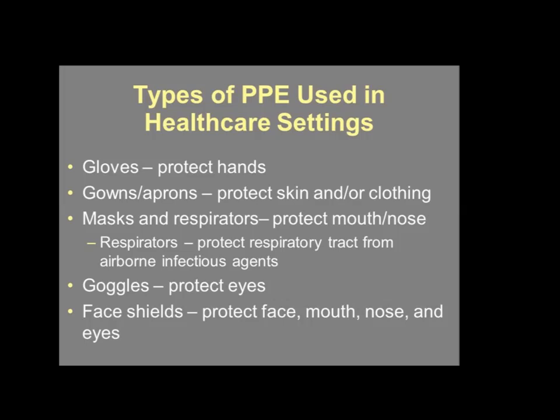Gloves protect the hands. Gowns or aprons protect the skin and or the clothing. Masks and sometimes respirators protect the mouth and nose. Respirators protect the respiratory tract from airborne infectious agents. Goggles protect the eyes. Face shields protect the face, mouth, nose, and eyes. All of the PPEs are used to prevent contact with infectious agents or bodily fluids that may contain infectious agents. It creates a barrier between the minister and the infected material.